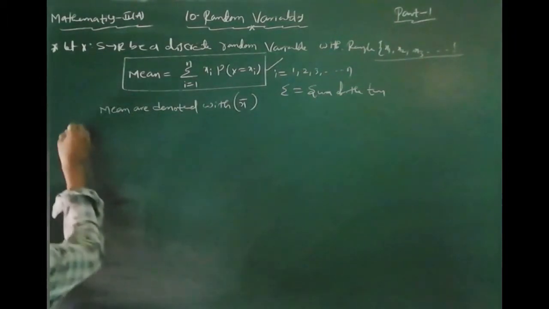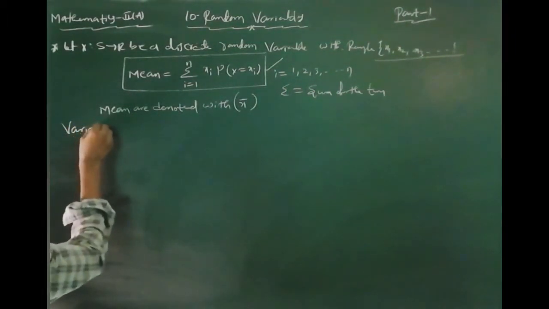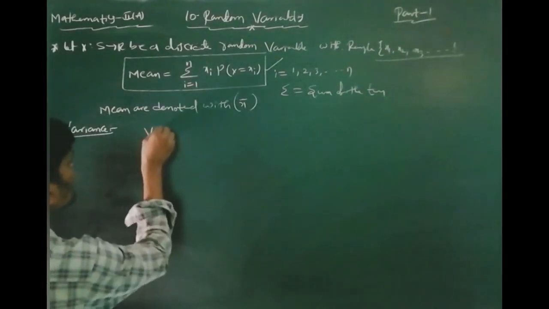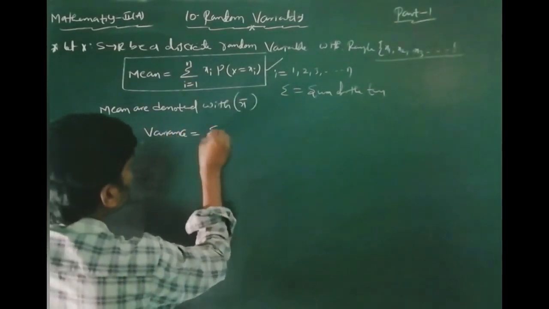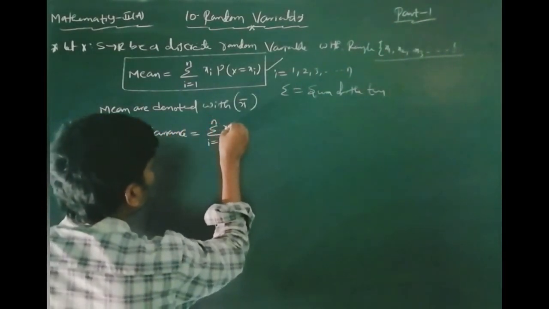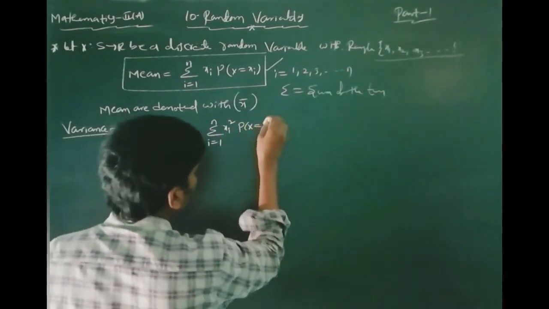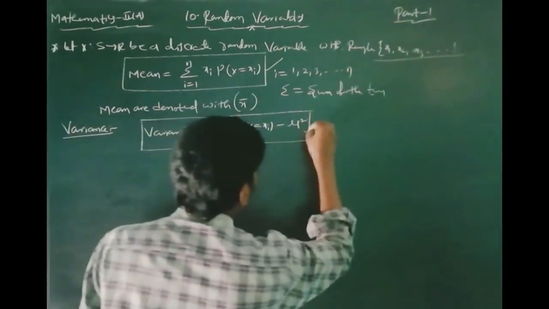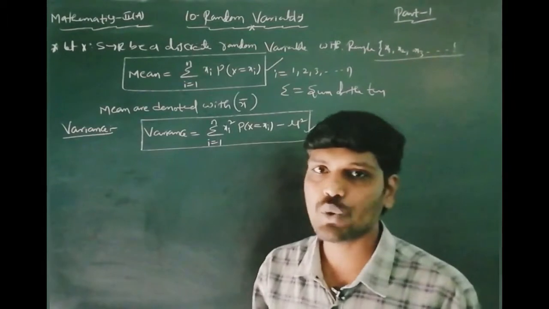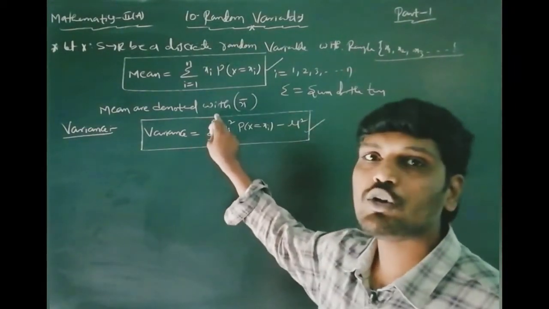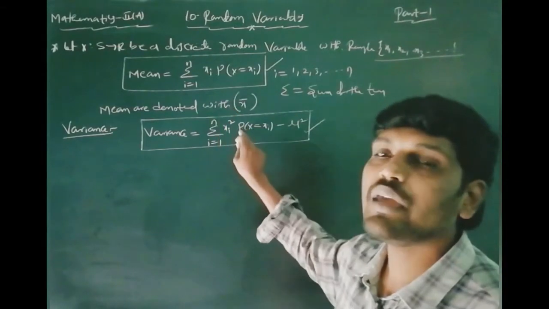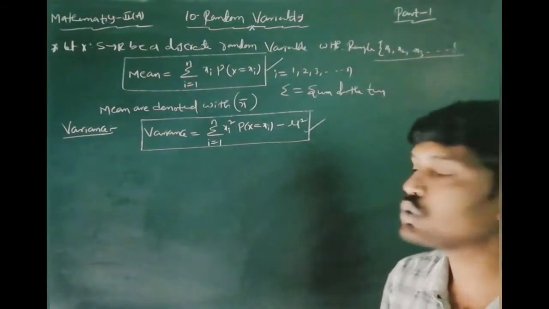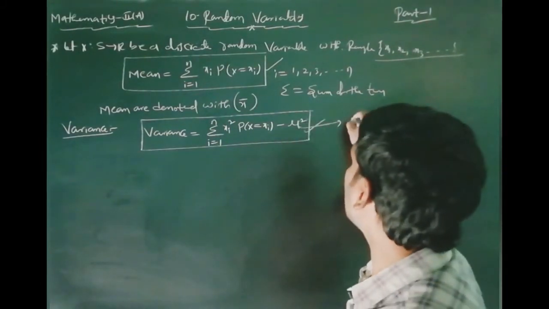After that, variance. What is the meaning of variance? Variance is equal to summation of i equal to 1 to n, xi minus mu whole square into P of X equal to xi. This is the variance formula. Here mu is the mean.